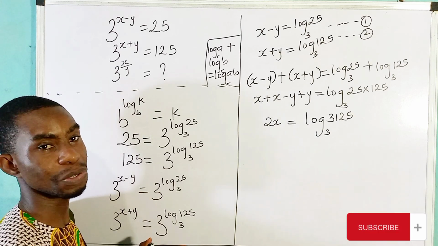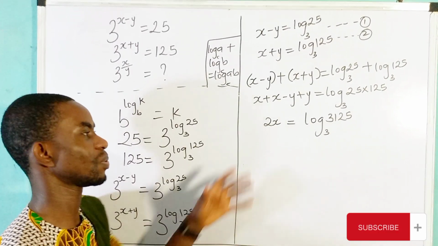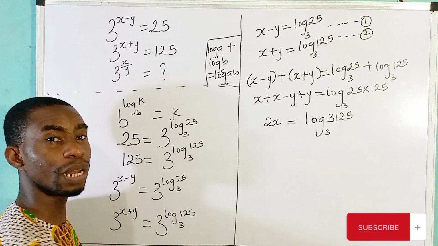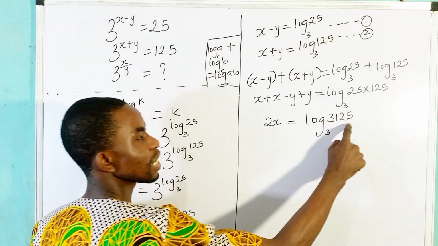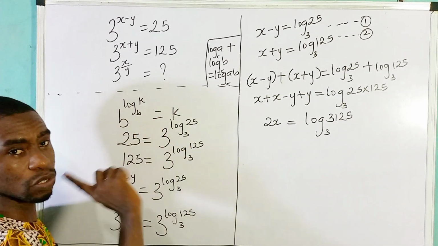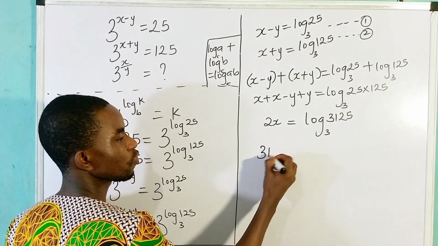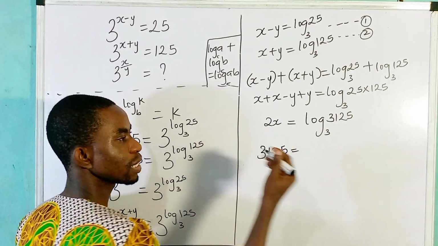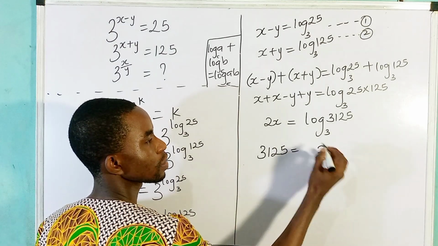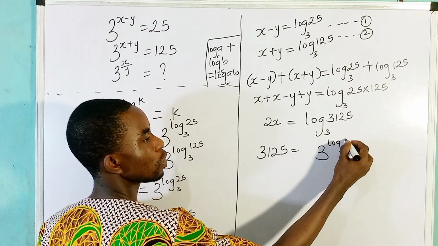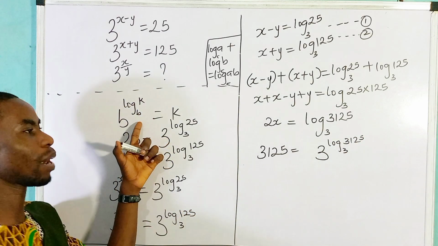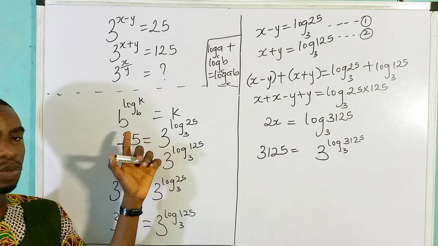Now, this also looks problematic. I'm looking for the value of x. If I just divide both sides by 2 here, I might find it difficult. So what I'm going to do is change this term, 3125. Follow me. In the same way I did this, using the inverse property of exponent, 3125 can also be written as 3 to the power of log 3125 base 3. Remember from our inverse property of exponent.